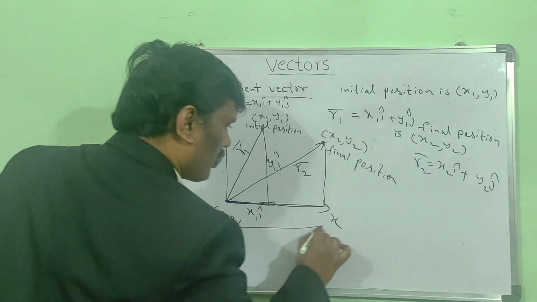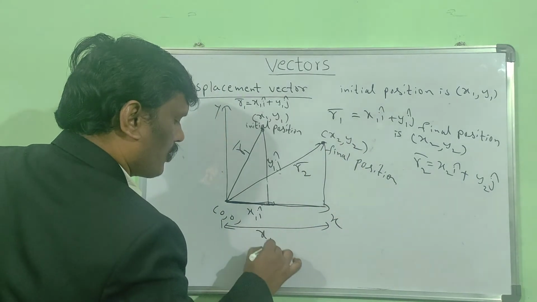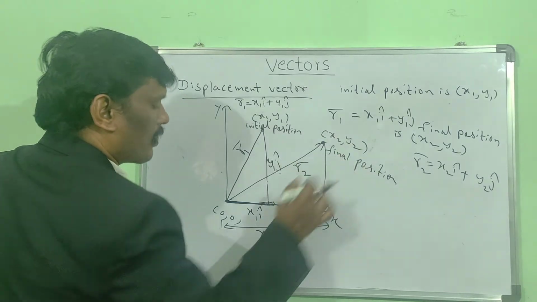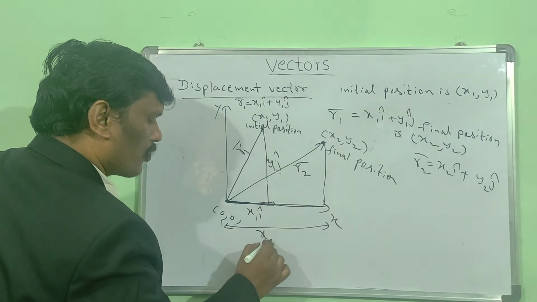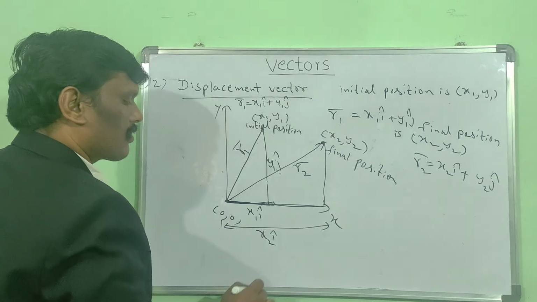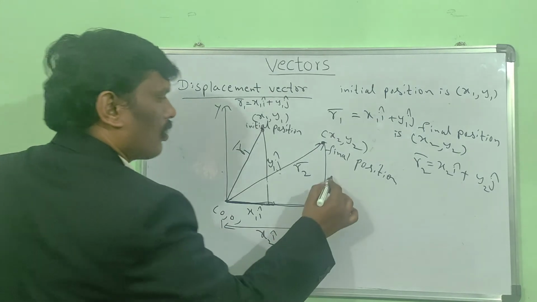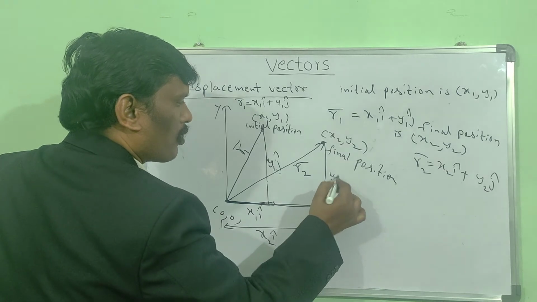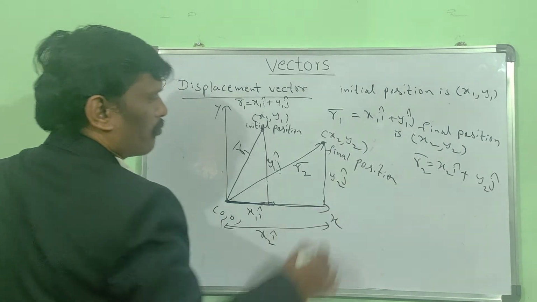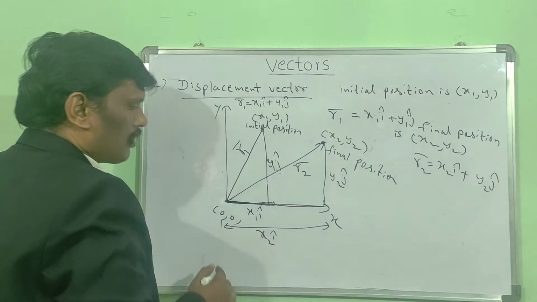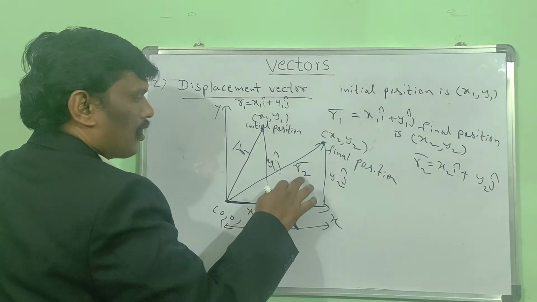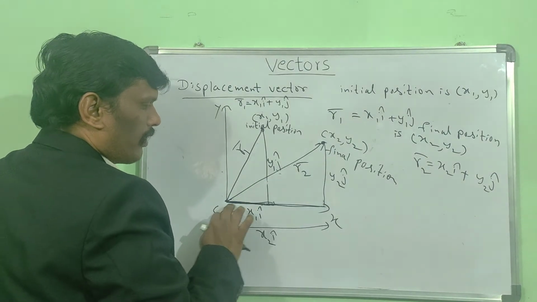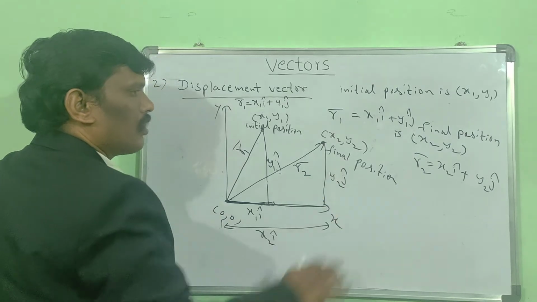So from here to here, x1 unit, x2, this is x2 comma y2, no? That's why this is x2. x2 units along x-axis, that's why i cap. y2 units, from here y2 units along parallel to positive y-axis, that's why j cap. Now the position vector is R2 bar. Then how to write the R2 bar? x1 i cap plus y2 j cap.